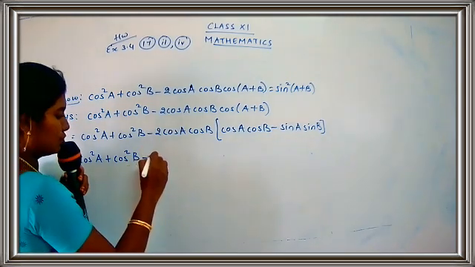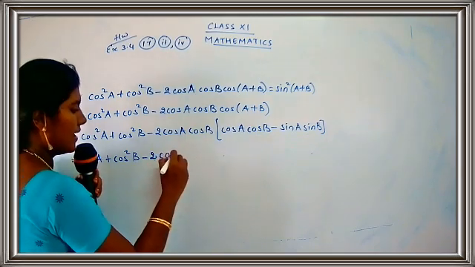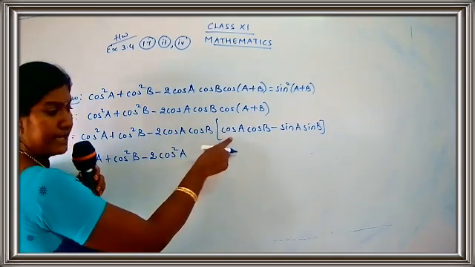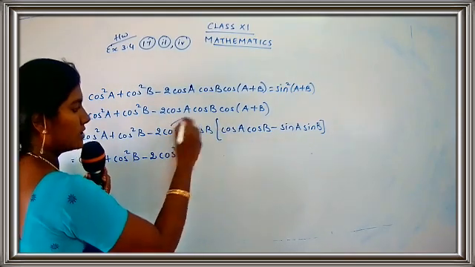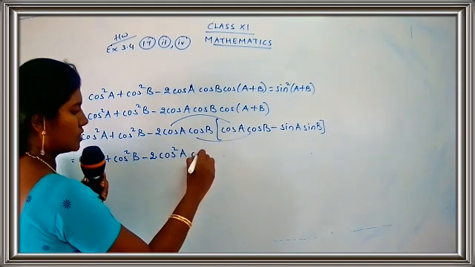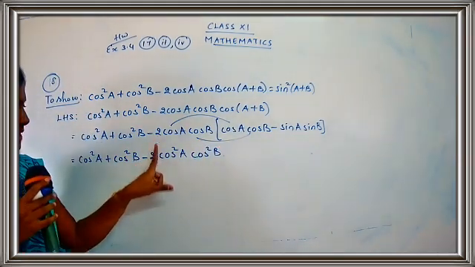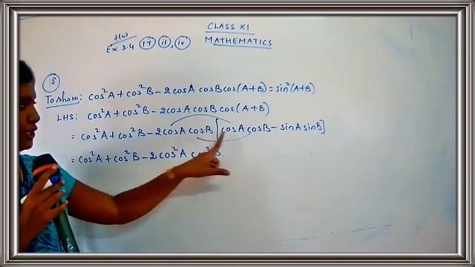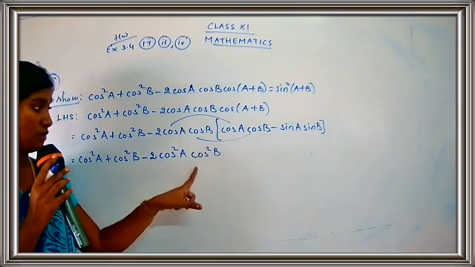So 2 is 2 alone. Cos A into cos A, that's cos square A. Cos B into cos B, cos square B. Are you clear with the first multiplication? So 2 is here. Cos A into cos A, cos square A. Cos B into cos B, cos square B.